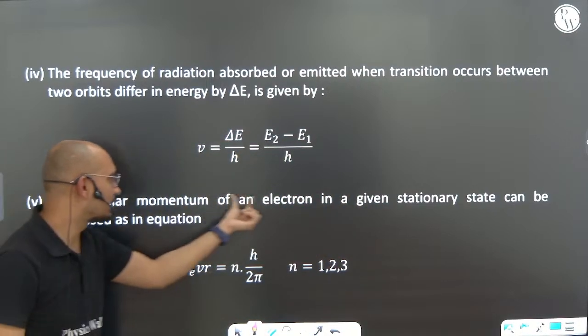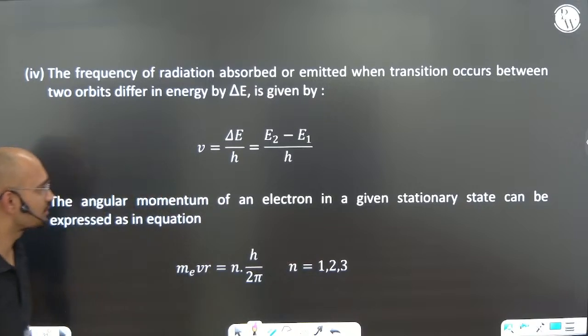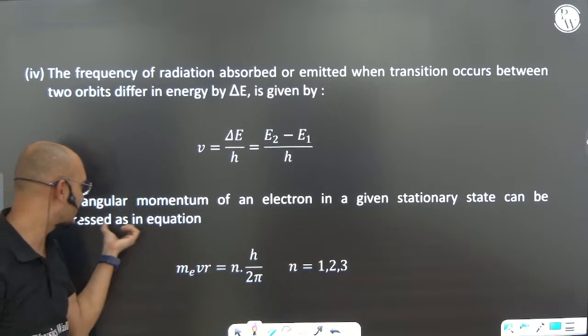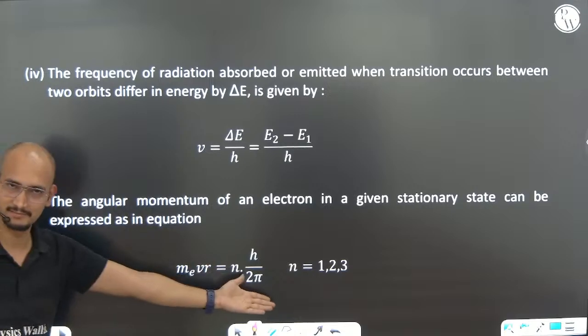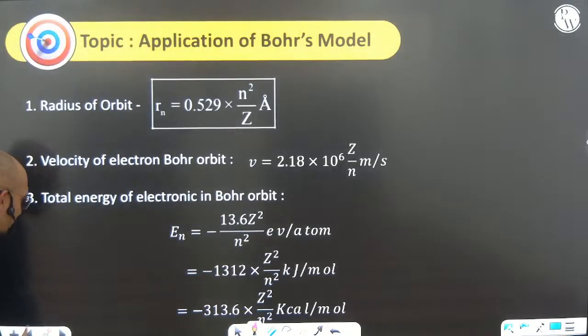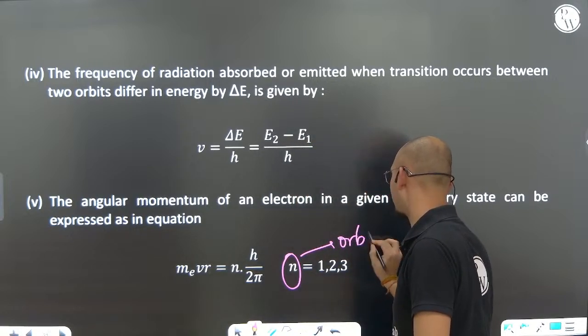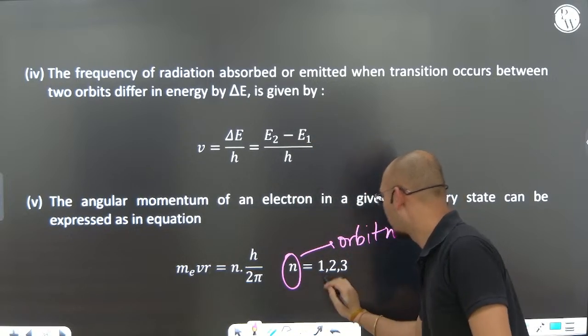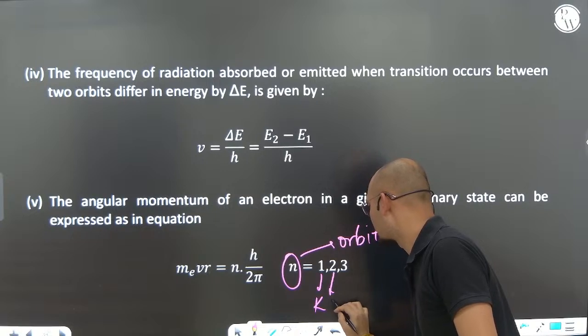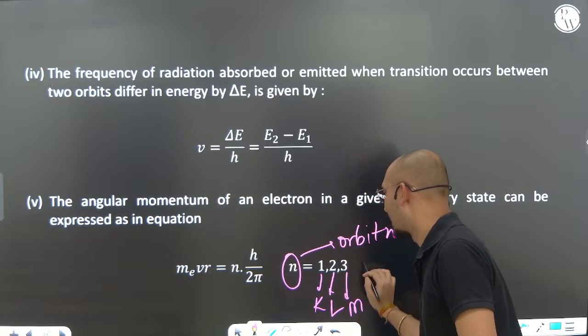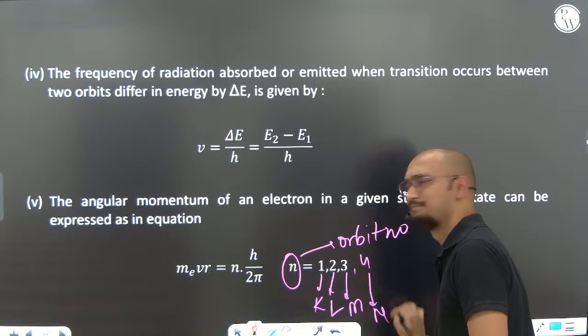The angular momentum of an electron in a given stationary state can be expressed as this equation. I hope you all understand it. So what is this n? n is the orbit number. Orbit number 1 is also known as K, 2 is L, 3 is M, and 4 is N.